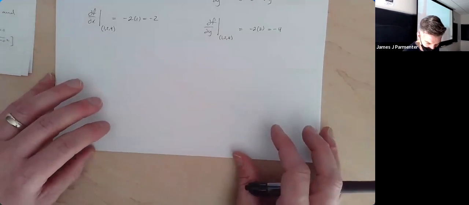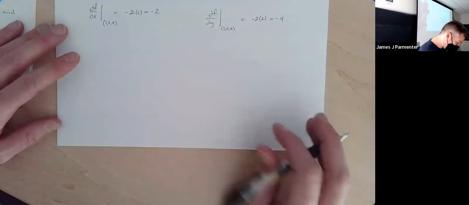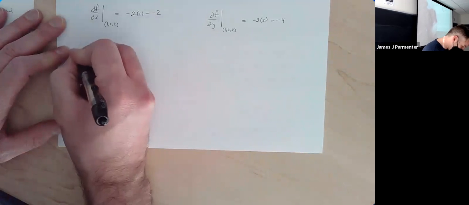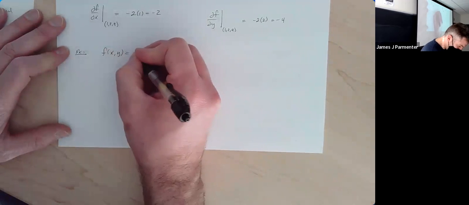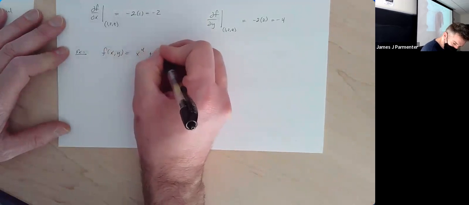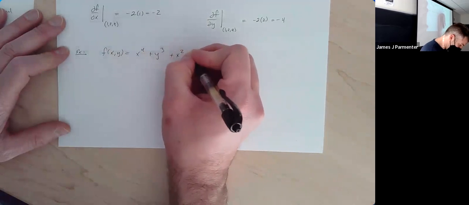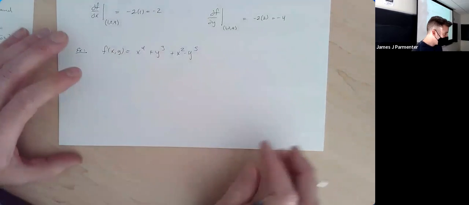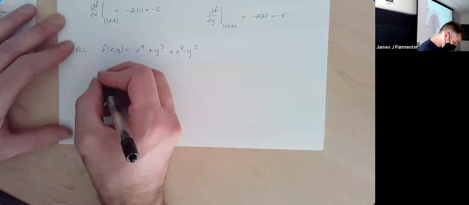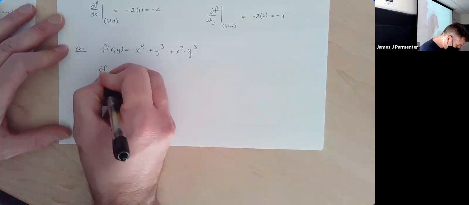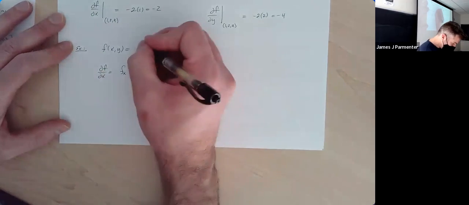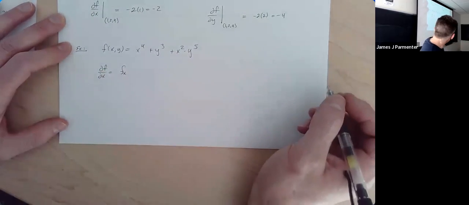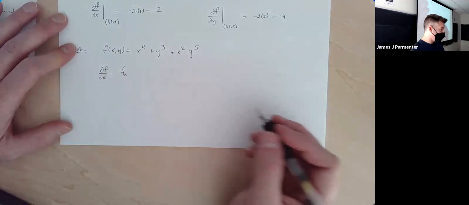All right, so let me just show you one example real quick, and then I will leave you on your way. In this next example, we have f of x comma y equal to x to the 4th plus y cubed plus x squared times y to the 5th. And if I want to find my partial with respect to x, which you could write as del f del x or as fx, every x is counting and every y is a constant.